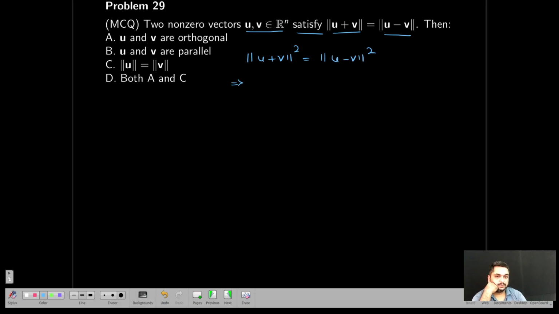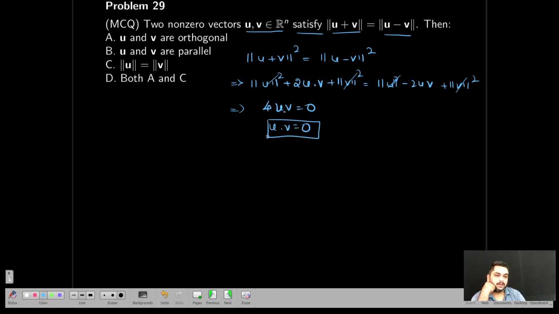So this is nothing but I can write it as u square plus 2 times u dot v plus v square equal to u square minus 2 u dot v plus v square. So if I take that, this gets cancelled. So u dot v is equal to 0. Dot product is 0 means what? They are perpendicular to each other, that is orthogonal.